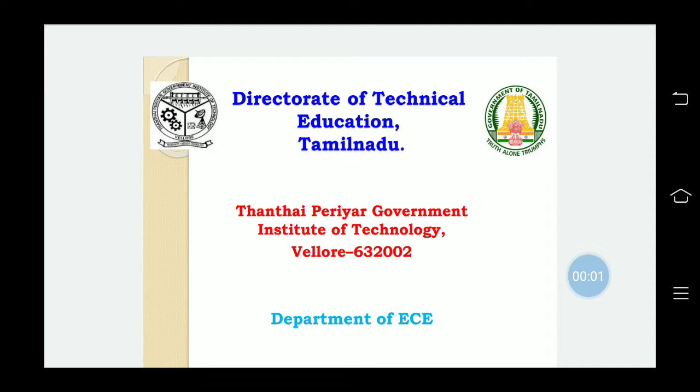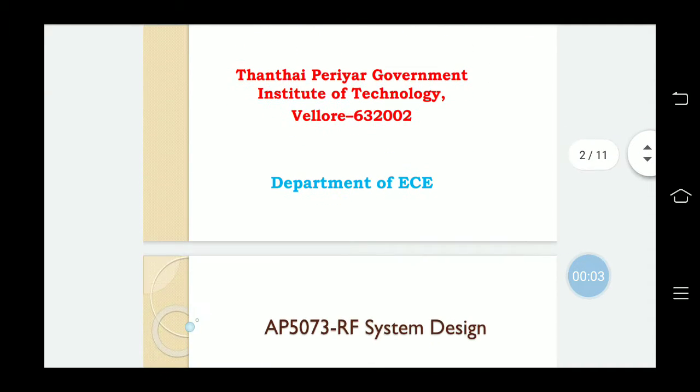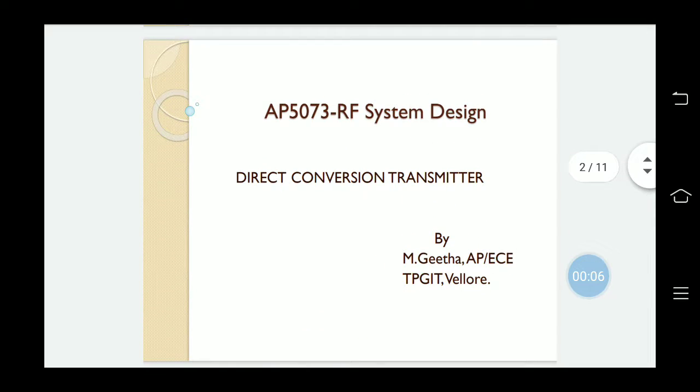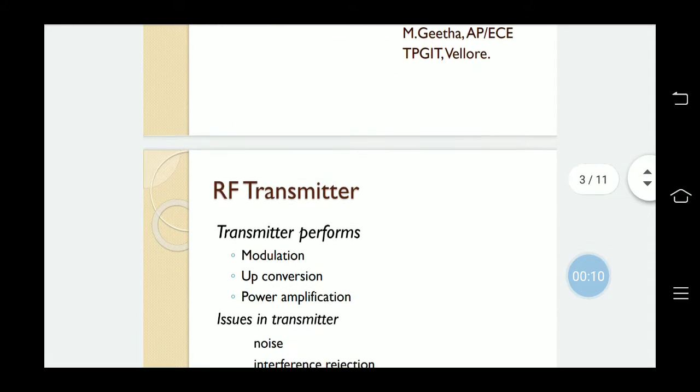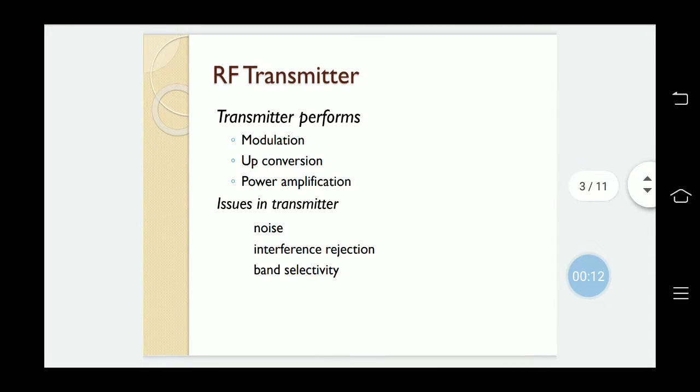Hello everyone. In this lecture, we are going to see about direct conversion transmitter for RF system design. The radio frequency transmitter performs three important operations: modulation, upconversion, and power amplification. In some transmitters, the modulation and upconversion are performed in a single circuit.